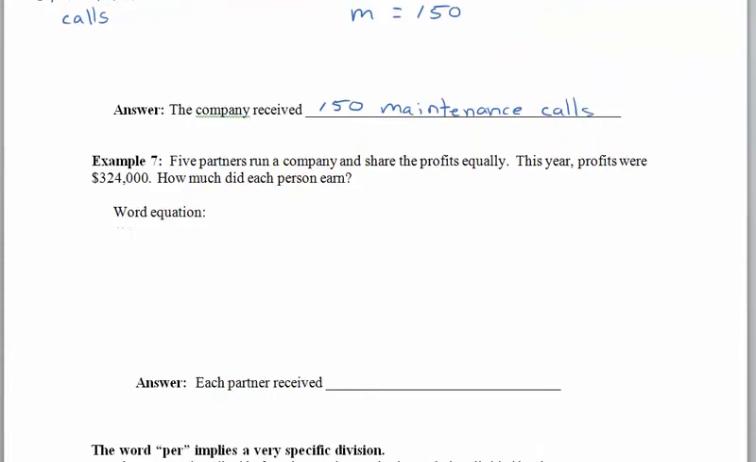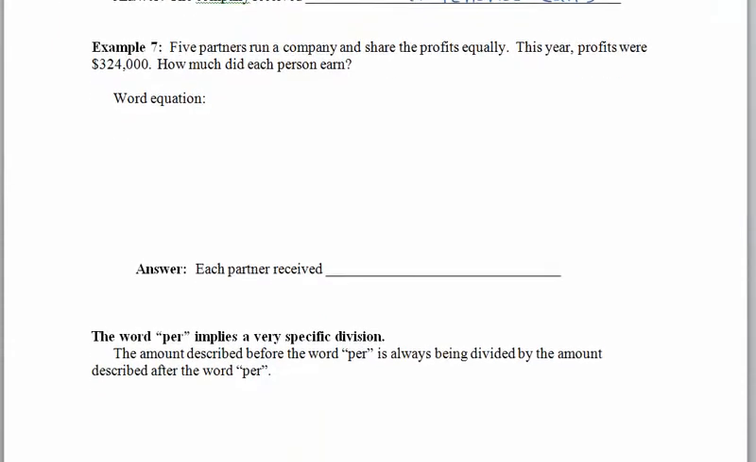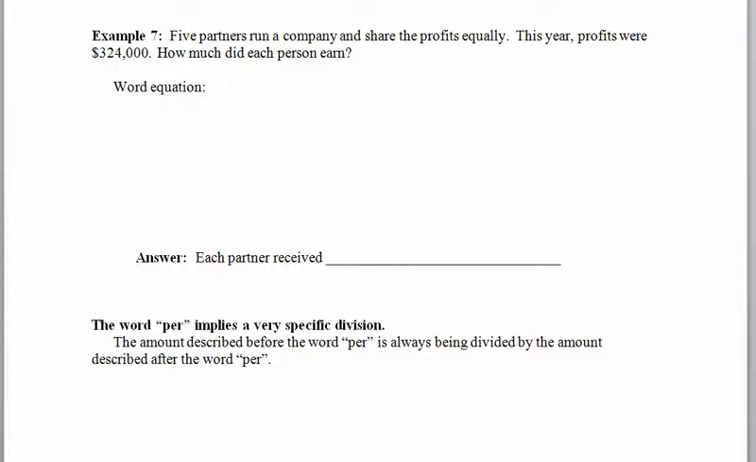We have 5 partners. They run a company and share the profits equally. This year, the profits were $324,000. And the question is, how much did each person earn? Well, we have this idea of sharing stuff equally. So we know that we are dividing the profits up. Everybody gets a certain amount. We're subtracting over and over again until the profits are all gone. So these profits divided by the number of partners should give us each partner's share.